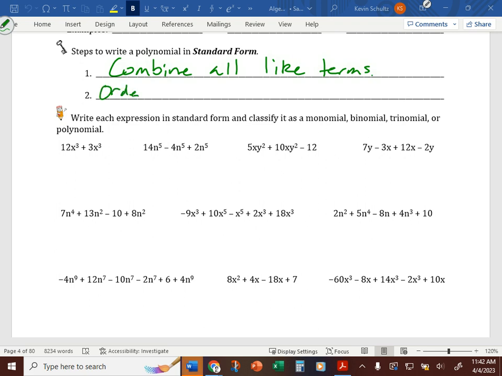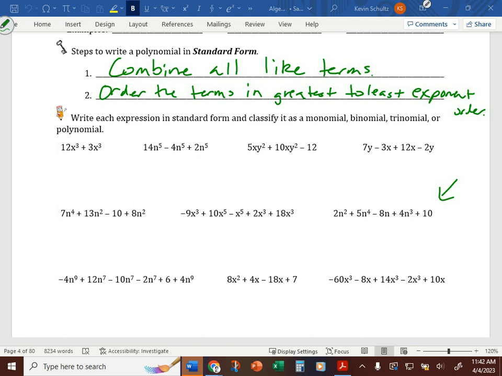You want to order the terms in greatest to least exponent order. Okay? Order the terms in greatest to least exponent order. Greatest to least exponent order. So just to show what this looks like, we're going to skip down to this one here.